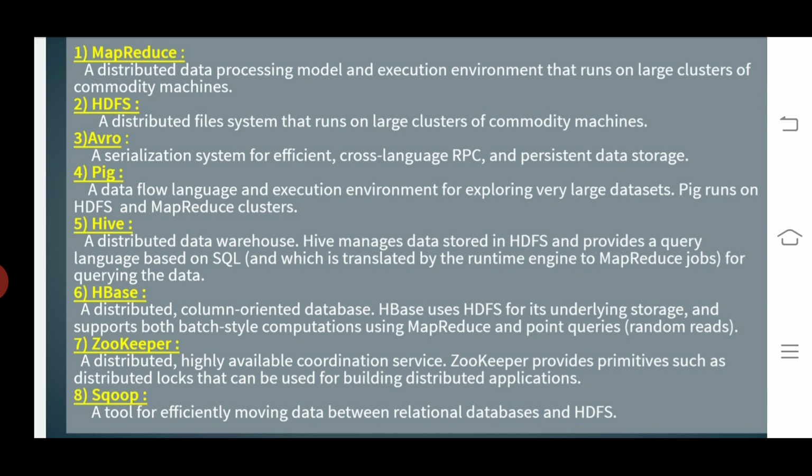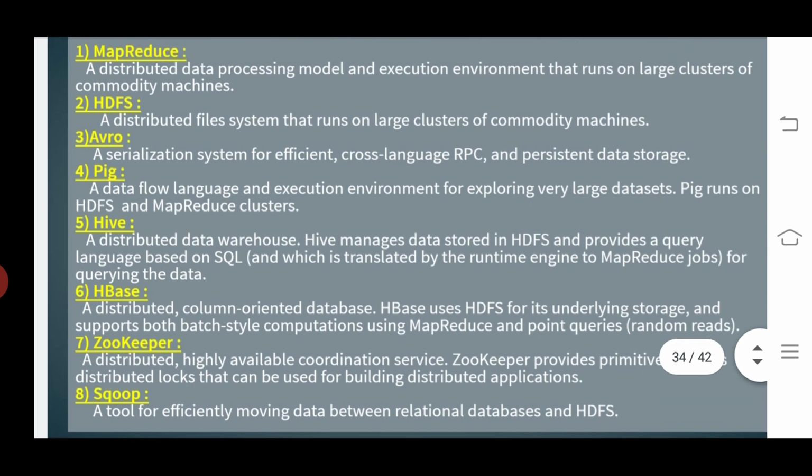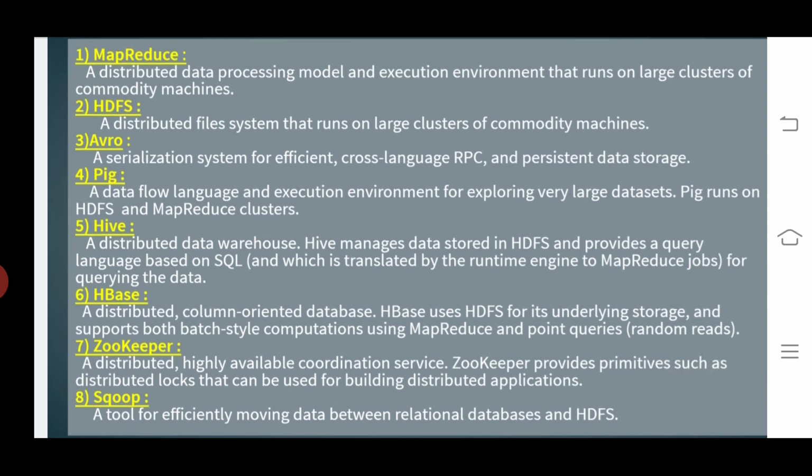Now we can learn about the Hadoop file system. What can the Hadoop file system do? It is the data storage framework. What do we store? Data. The Hadoop file system is a distributed file system that runs on large clusters of commodity machines. The same thing: it is a distributed file system that runs on very large, very huge clusters of commodity machines or hardware, whatever it may be.